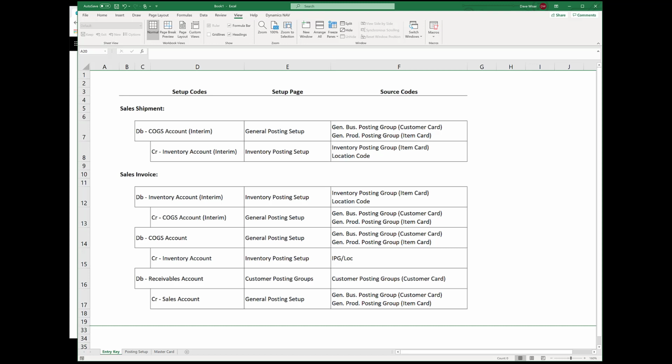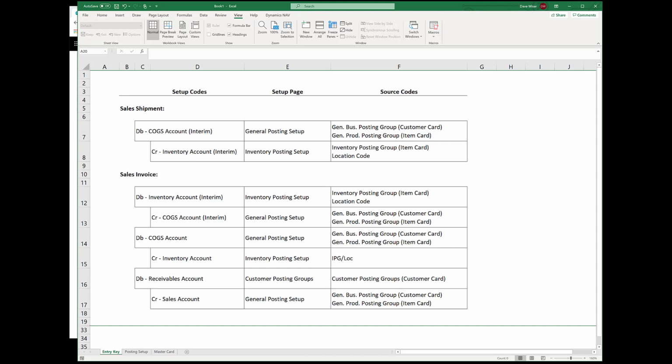So in this case, whenever you post a sales shipment from a sales order, the system is going to post a debit and a credit. It's going to post a debit to cost of goods sold interim, and it's going to post a credit to the inventory account interim. These are both set up, as you can see here, on the general posting setup and on the inventory posting setup.